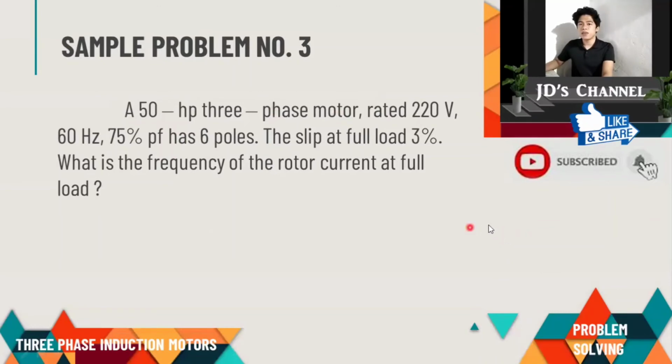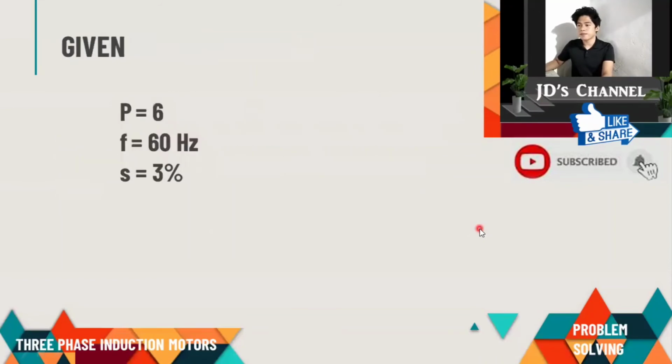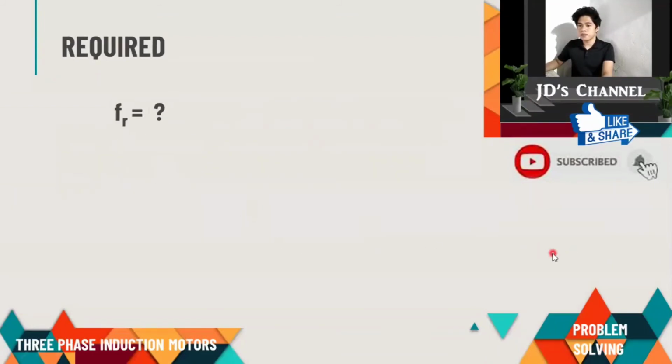So let's proceed to our given. Given is 6 poles and 60 Hz, and our slip is 3%. The required is the frequency of the rotor. The required is the rotor frequency.